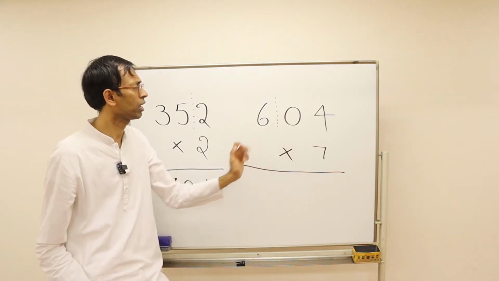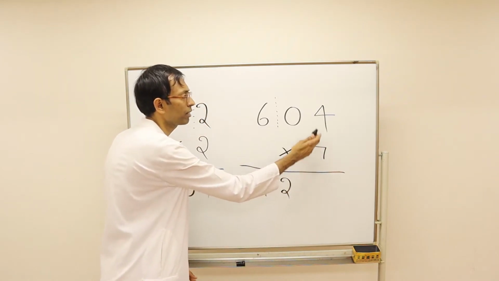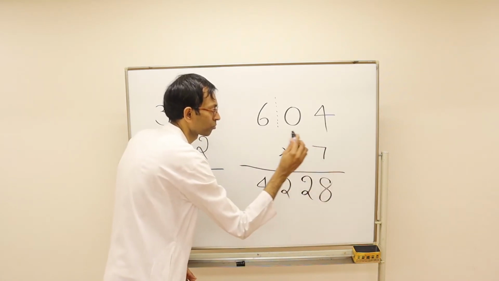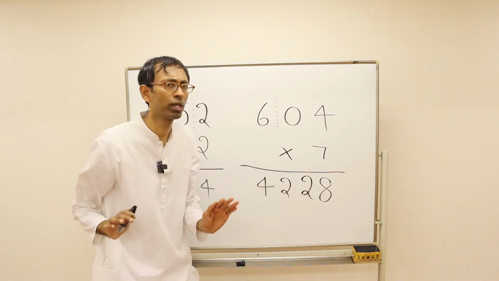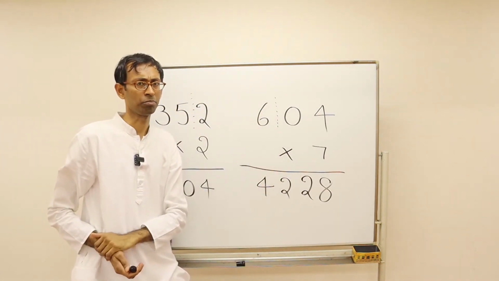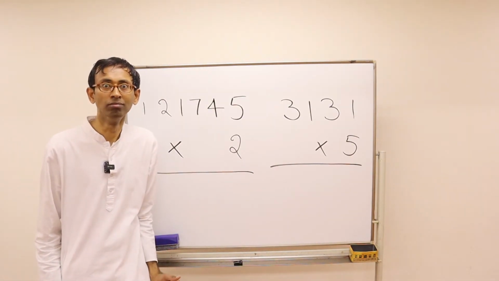And 7 times 6 is 42. Okay, 7 times 4 is 28. So 2 digits produce 2 digits. There is no carry. Okay, that's why we are able to split this problem here. Oh wow, big multiplication problems.